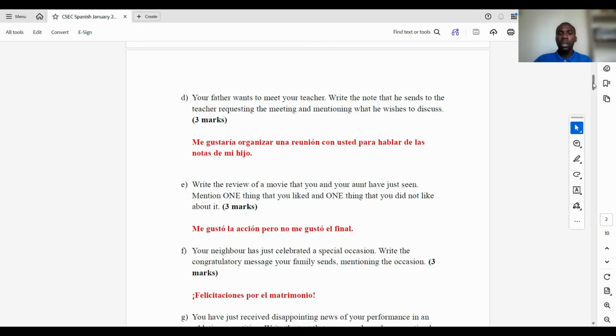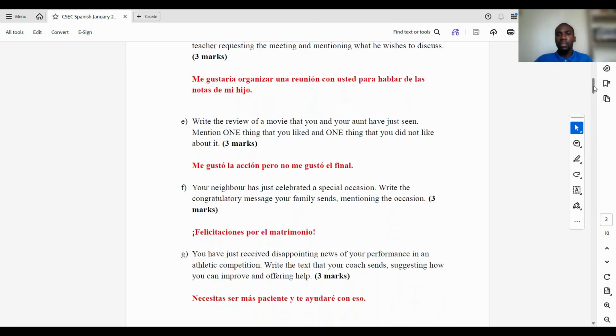E, write the review of a movie that you and your aunt have just seen. Mention one thing that you liked and one thing that you did not like about it. So, one thing that you liked, you could say, me gustó la acción. This is past tense, of course. Pero no me gustó el final. So, I liked the action, but I did not like the ending. So, the one thing that I liked would have been the action, but the one thing that I did not like would have been the ending.